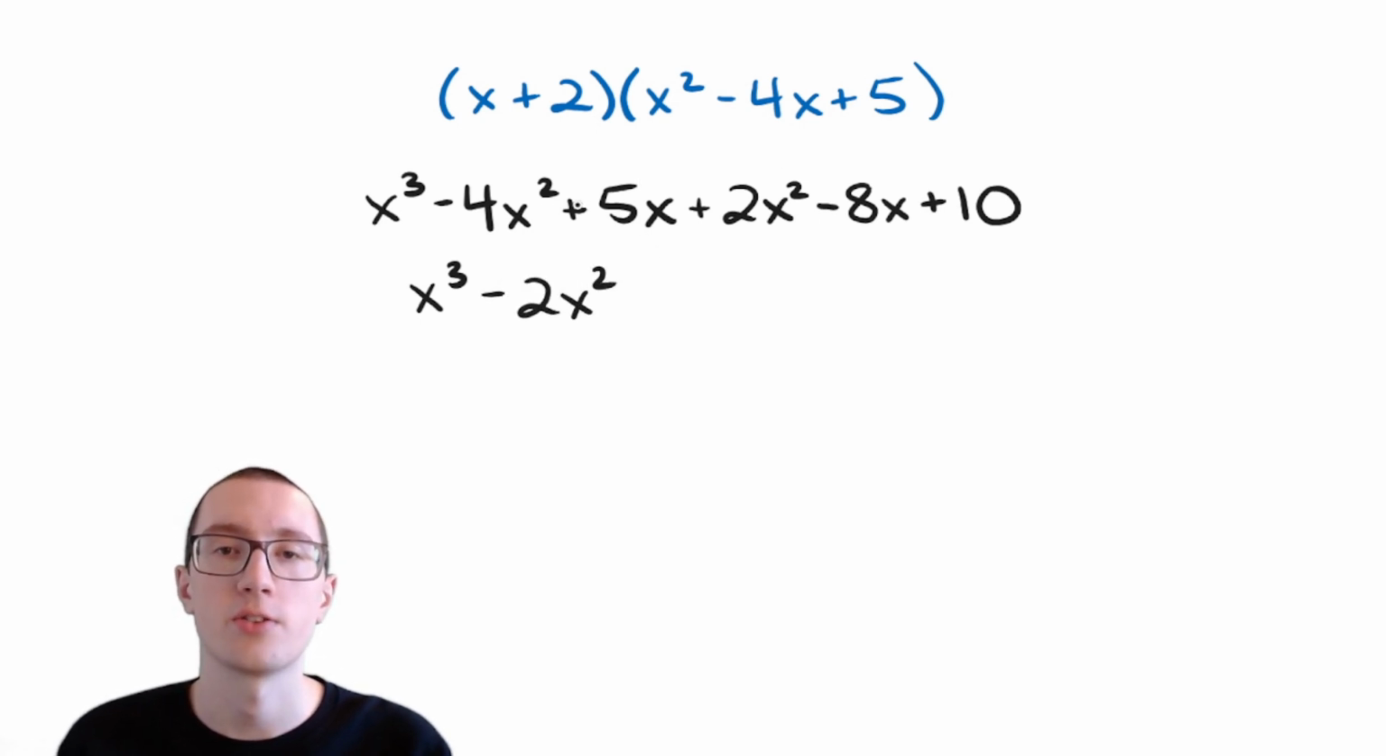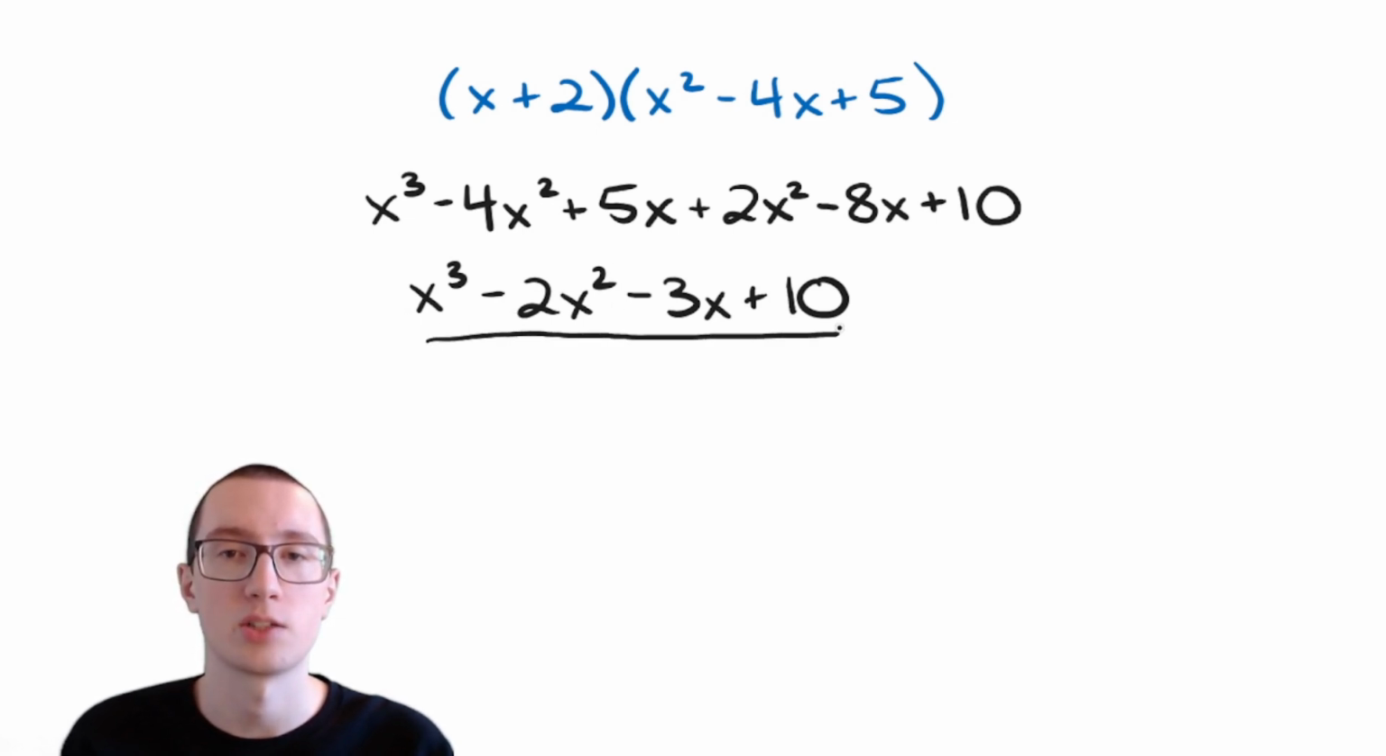And now we can actually also combine these two, the 5x and the minus 8x. So we gained $5 and then lost $8, we're down $3. So that's going to be minus 3x. And then this 10 that's all lonely and by itself doesn't have anything to combine with, so that's just going to stay plus 10. So there you go. Our final answer here is x to the third minus 2x squared minus 3x plus 10.